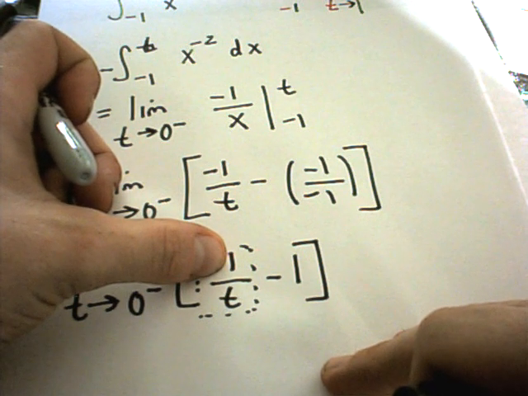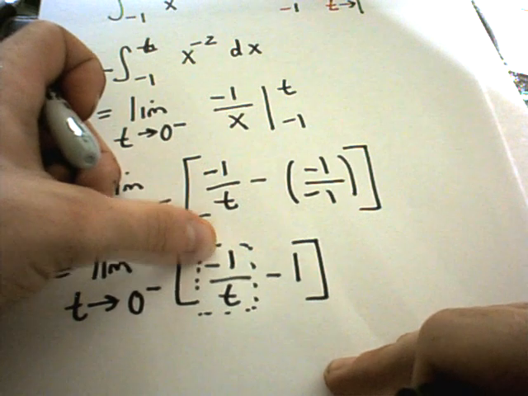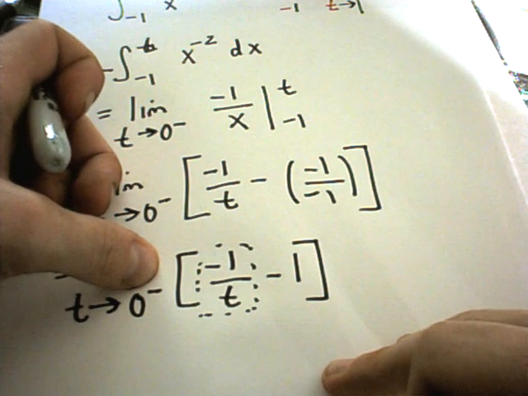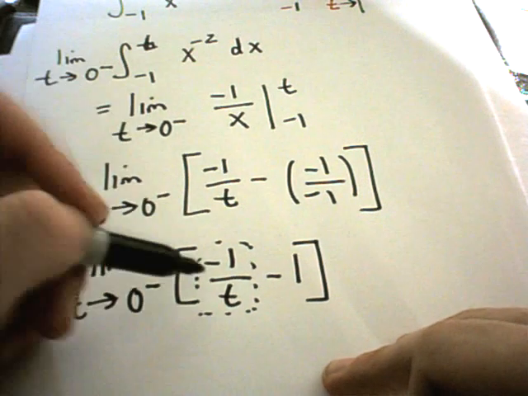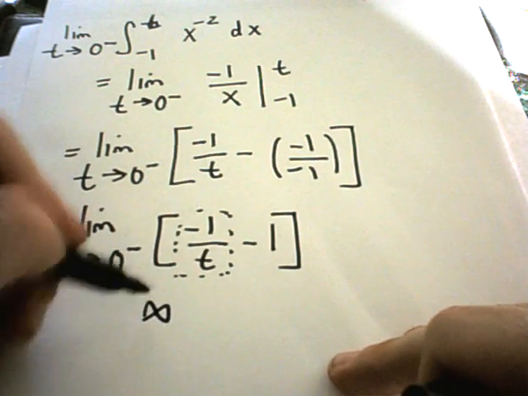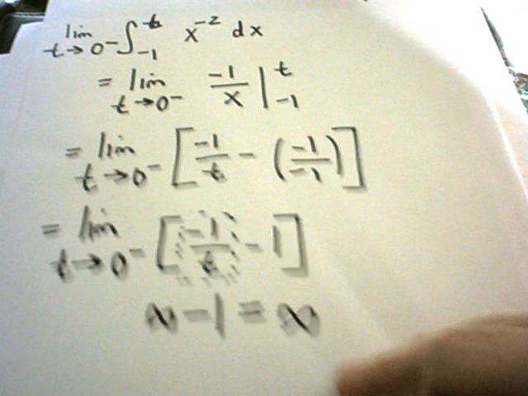Those numbers are going to get bigger and bigger and bigger. Well, okay, well I'm not using those, but I've got a negative. And since it's approaching 0 from the left, I'm using small negative numbers, which are going to cancel out with the negative that's already there. And that'll give me infinity minus 1, or infinity is my answer.